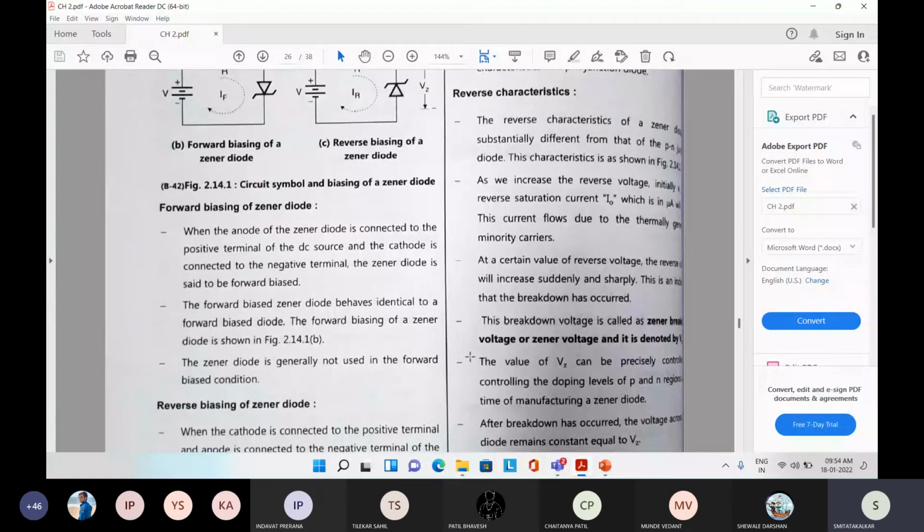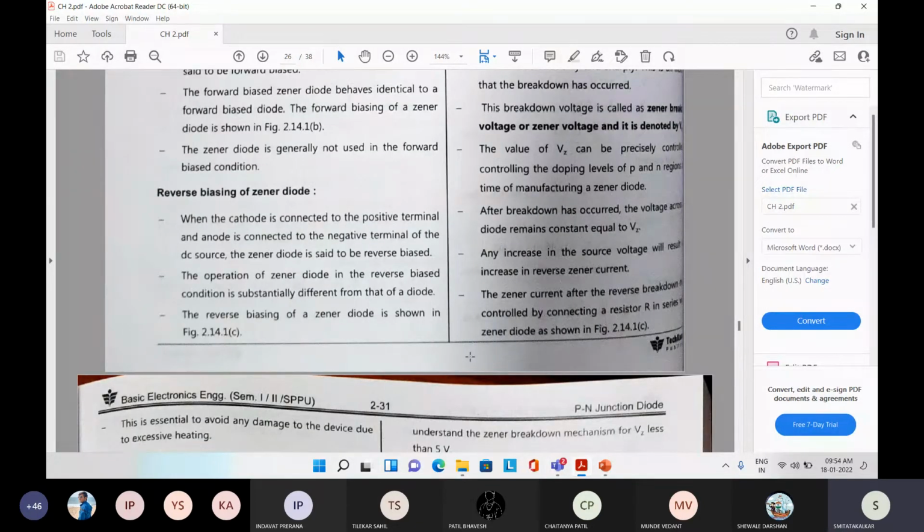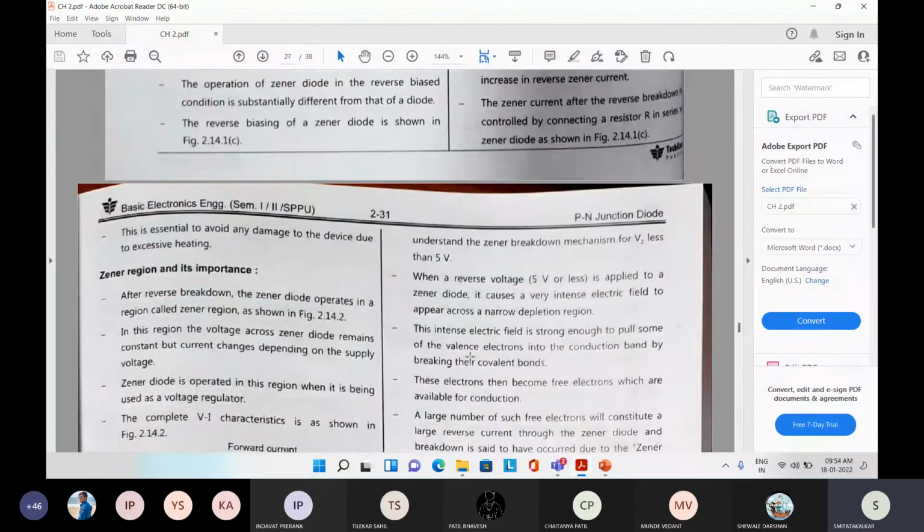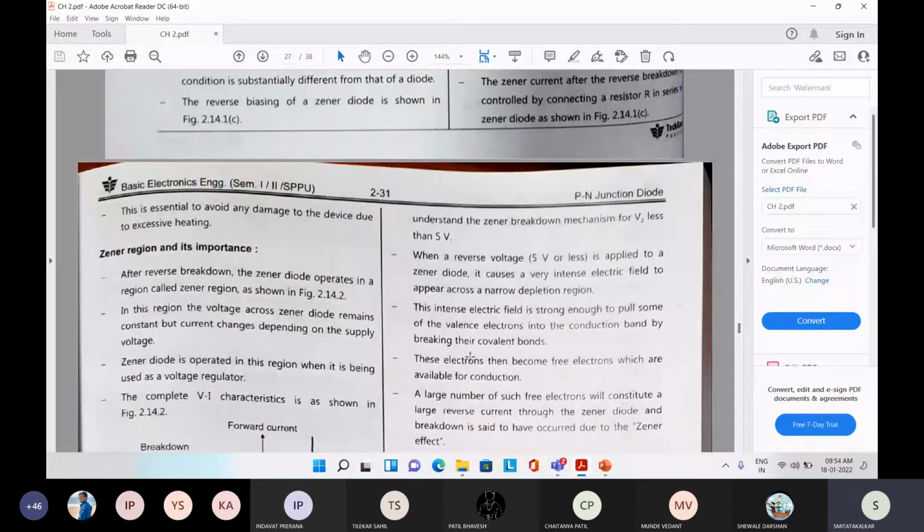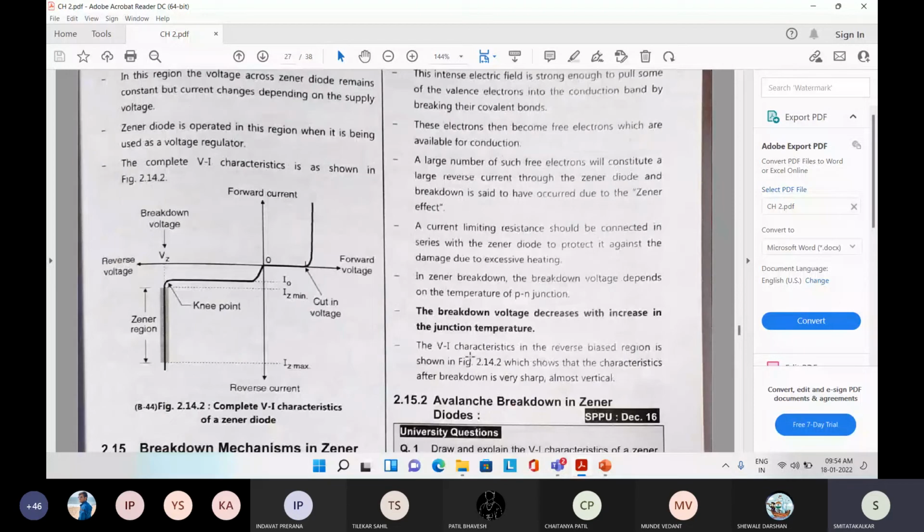VZ occurs at the breakdown voltage. If we increase the source voltage, then the reverse Zener voltage is also increased, not the forward voltage. This is the operation of the PN junction diode: there is a cut-in voltage in forward bias, but in reverse bias it is a conduction state. After 0.7 volt the diode conducts and reaches the maximum reverse voltage across the Zener diode. That point is known as the avalanche breakdown voltage in the Zener reverse region.